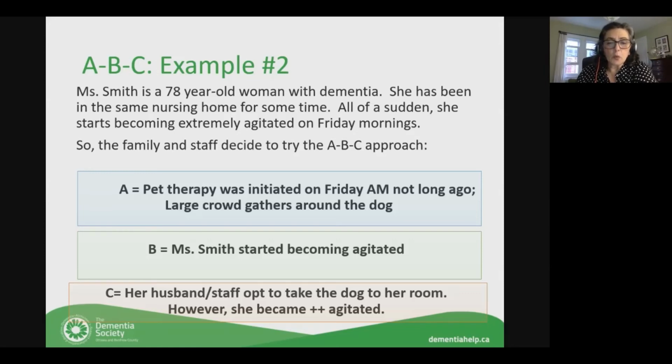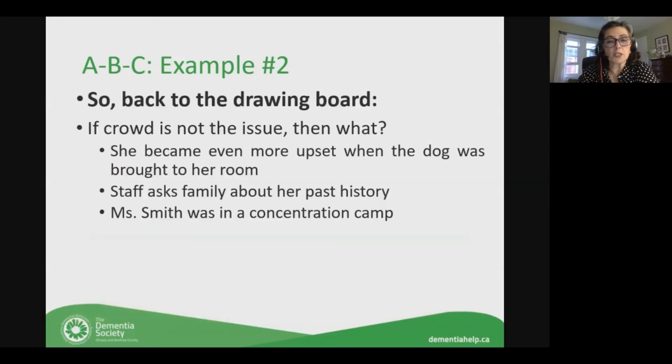So then they think, we're going to avoid the large crowd. What we'll do is keep her in her room so she won't be agitated by the crowd, and we'll bring the dog to her room. When they do that, though, they find that that doesn't work because she becomes much more agitated.